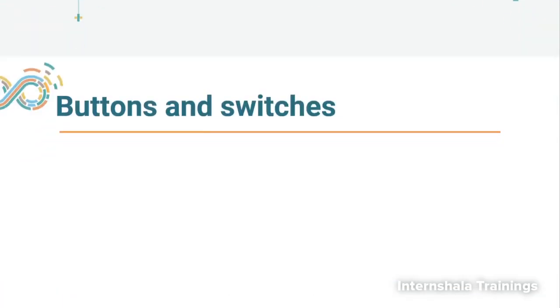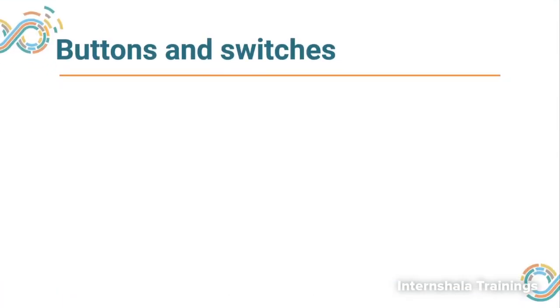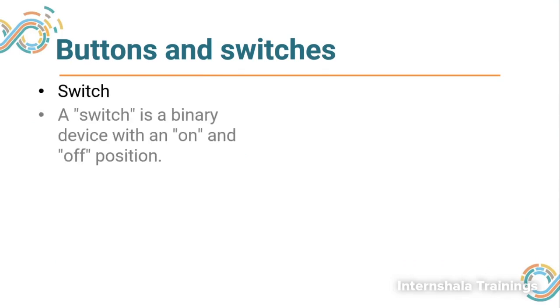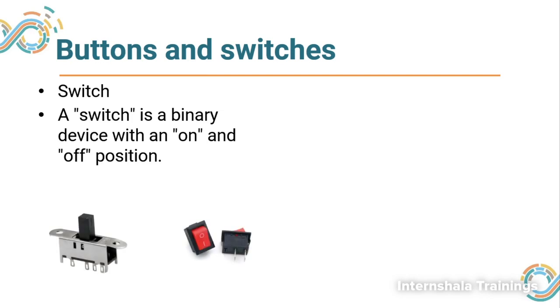So before we discuss them, we should know what those are and what the difference is between a button and a switch. A switch is a binary device which can give you stable on or off positions. These positions can be achieved by sliding from one position to another or by switching from one position to another. They will give you a stable condition, whether it will be always on or always off.